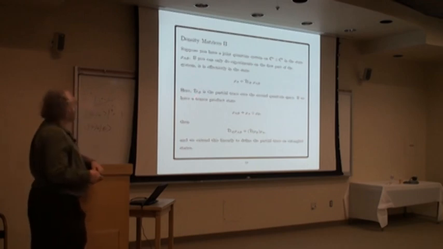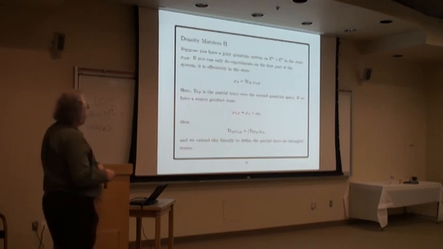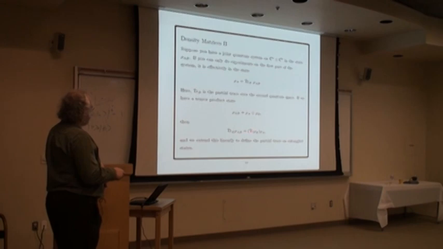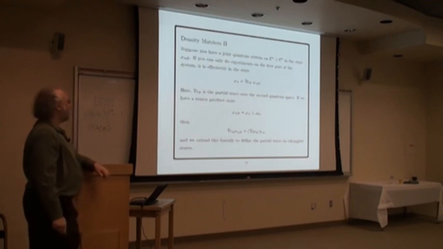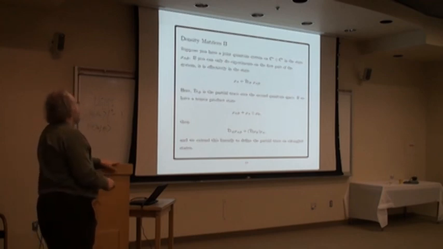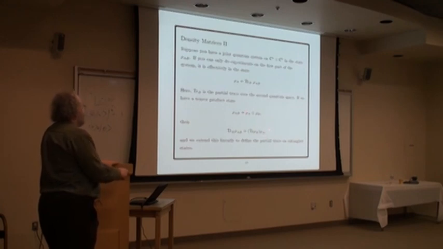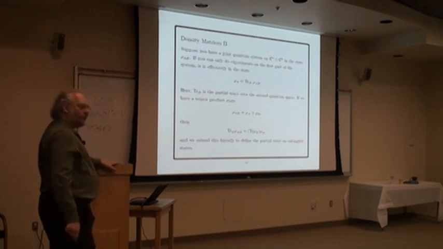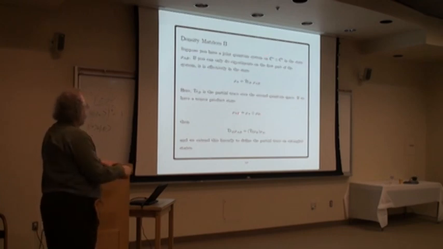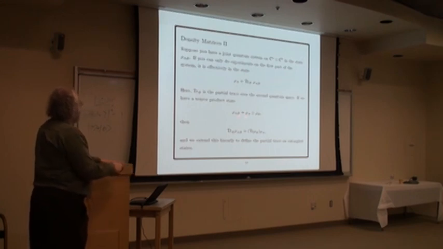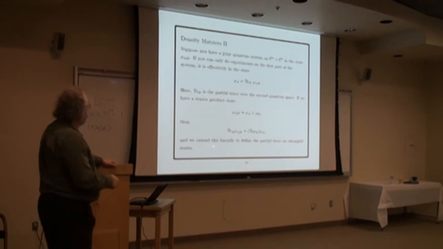And what is the partial trace? Well, if you have a tensor product state, rho AB equals rho A tensor rho B, then the partial trace over B of rho AB is just the trace of rho B times rho A. So we just take the trace of the second density matrix and multiply it by the first density matrix, and now we have a quantum density matrix on the first quantum system. This is a definition on states which happen to be tensor product states, so non-entangled states. But we can extend this linearly to define the partial trace of entangled states.